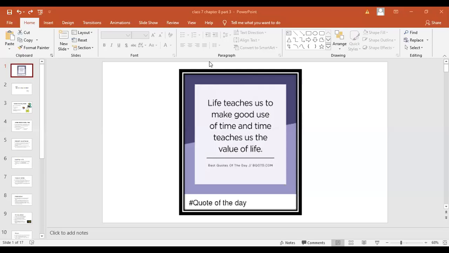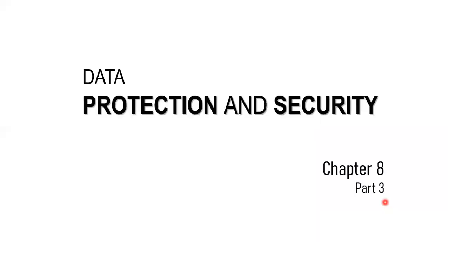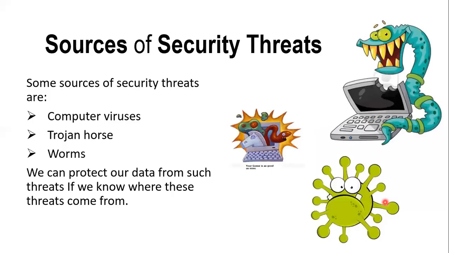Good morning, everyone. Previously, we have learned about security threats, forms of security threats. Today, we are going to have a look at sources of security threats. Some sources of security threats are the very first one is computer viruses, then Trojan horse, worms. These are all security threats to our system. We can protect our data from such threats if we know where these threats are coming from.